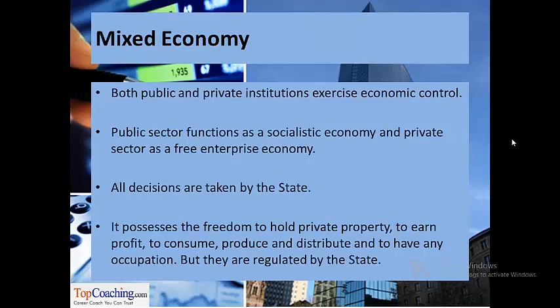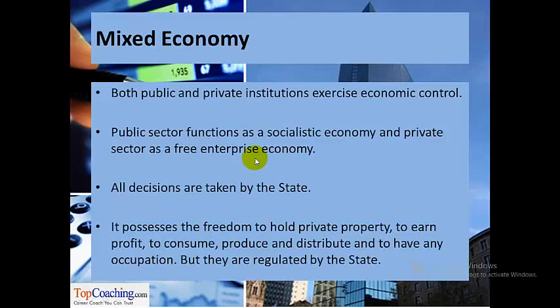So, other than socialist and capitalist economic systems, the next type of economic system that we are going to discuss is known as mixed economy. In a mixed economy, both public and private institutions exercise economic control. The public sector functions as a socialist economy and the private sector as a free enterprise economy.